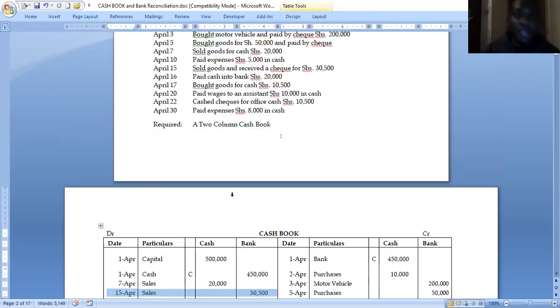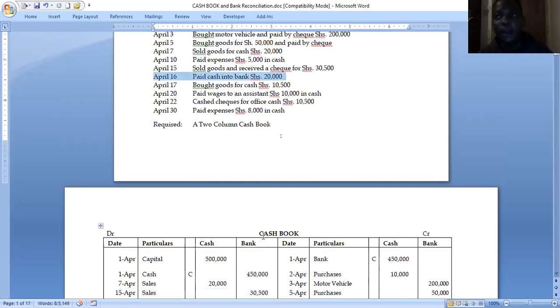Then we move on to the next transaction: paid cash into bank. Which two accounts have been affected here? The two accounts are cash and bank. So this will be another contra entry. Both the cash account and bank account are in the cash book, in the same ledger, so we shall credit and debit within the same ledger.